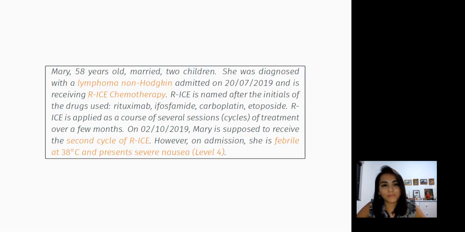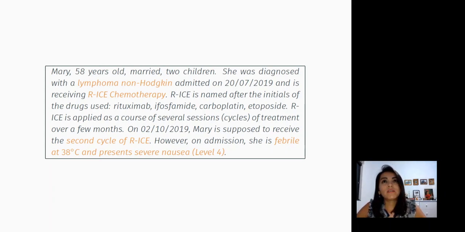Let's see an example. Mary was diagnosed with non-Hodgkin lymphoma, and now she's receiving RICE chemotherapy. Today, she was supposed to receive the second cycle of RICE. However, something unexpected happened. She has fever and presents a severe case of nausea. So the physician needs to stabilize her situation in order for her to receive the treatment.